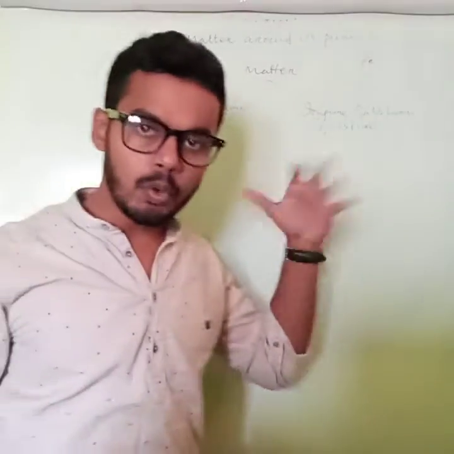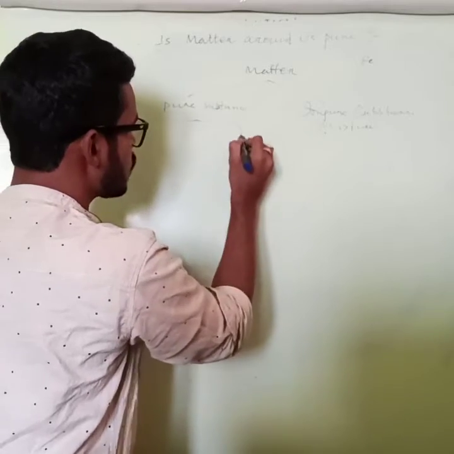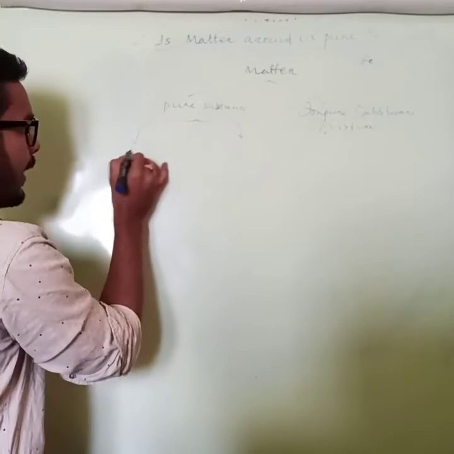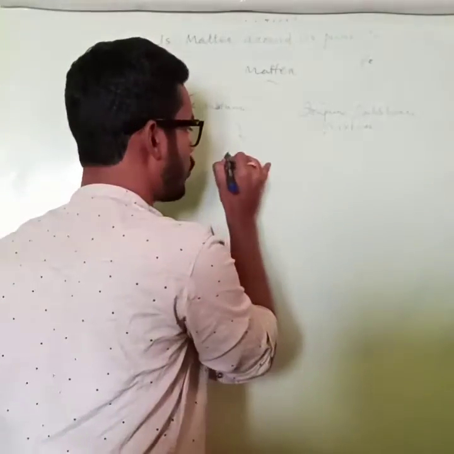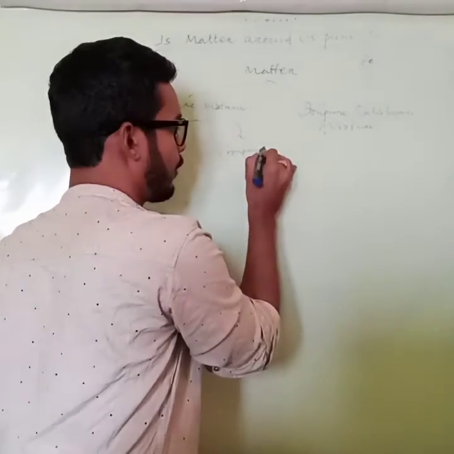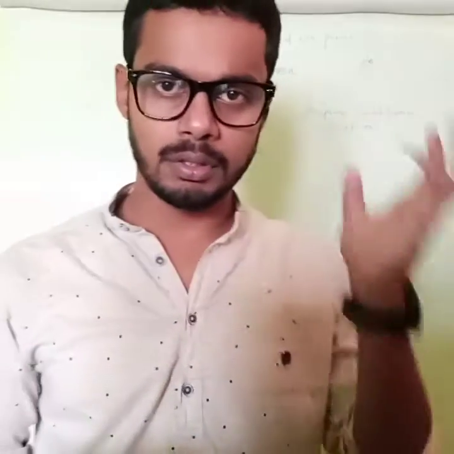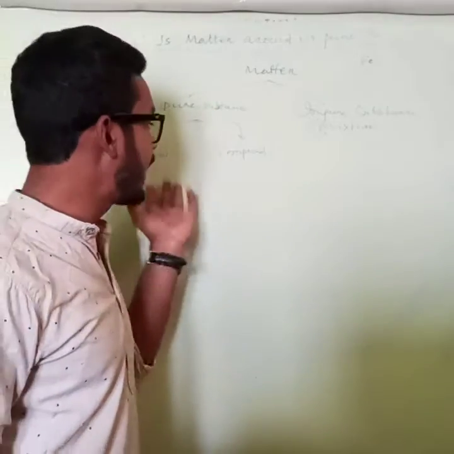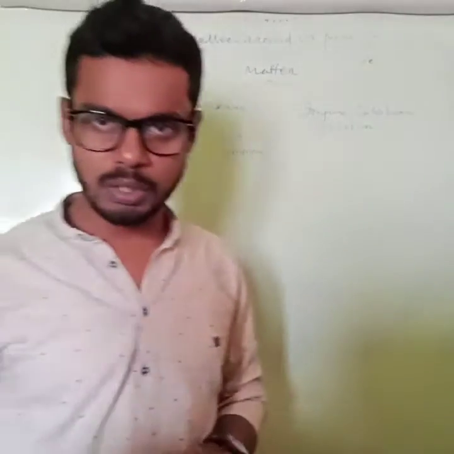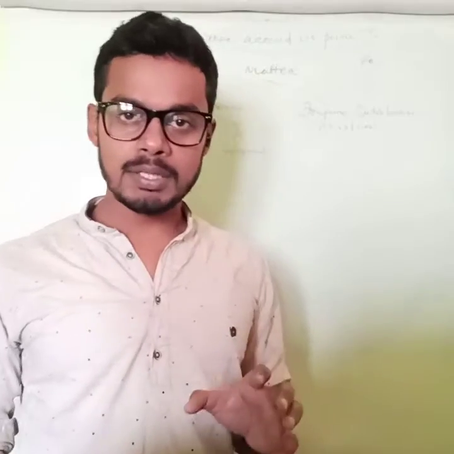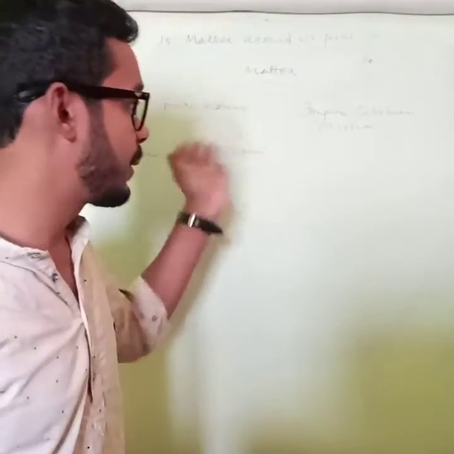So what are the pure substances? Pure substances are again of two types: one is elements and another one is compounds. You know 118 elements are present in the universe. By taking those elements, a pure compound is formed. Compounds are also treated as pure because they have a fixed ratio. I'll come back to that part again.